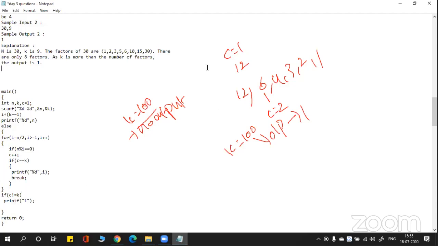Yes, this is the code for this question. The question is actually very easy. Instead of starting from n, we are starting from n by 2. Why are we starting from n by 2? To reduce almost half of the iterations. Half of the iterations will be reduced.